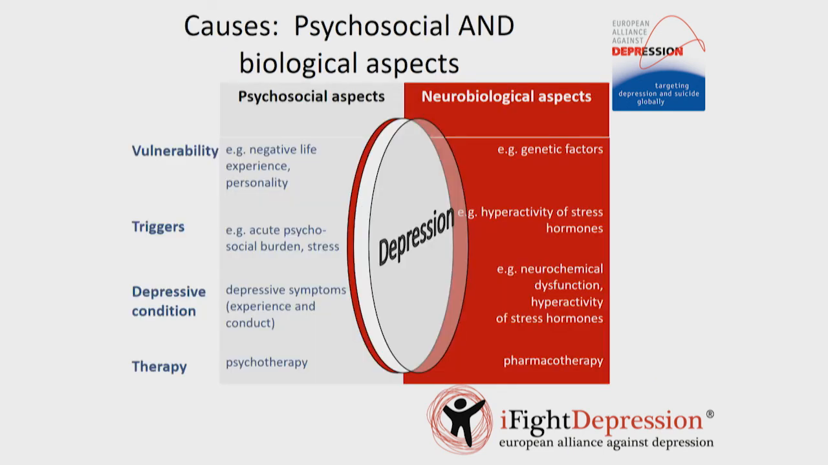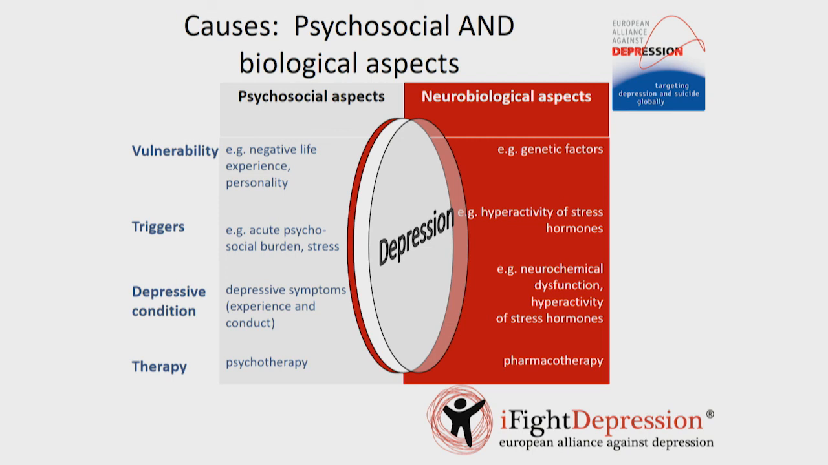Patients might ask you, what are the causes for my depression? To explain the causes, both psychosocial and biological aspects should be taken into consideration. The metaphor of a coin helps to prevent either-or thinking. The figure shows that both psychosocial and biological aspects contribute to the development of depression. These two aspects are not contradictory, but complementary, like two sides of a coin. On both sides, there are factors which can increase a person's vulnerability, such as negative life experiences and genetic factors. Triggers, such as stressful life events or events which others might consider to be positive, or hyperactivity of the stress response system can lead to the onset of depression.